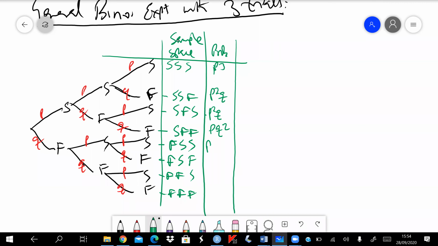And this will be P squared Q. This will be PQ squared. This will be PQ squared. And this will be Q cubed. I hope those probabilities are okay. Yes, then we can have the number of successes.